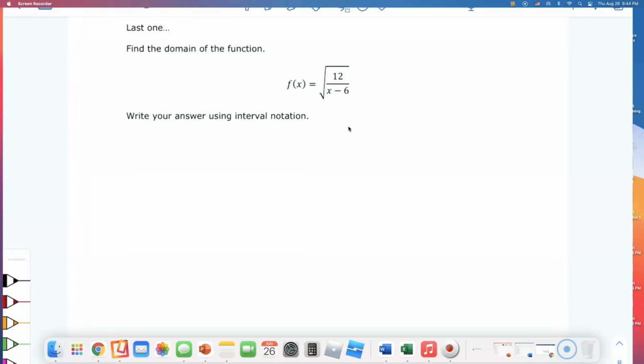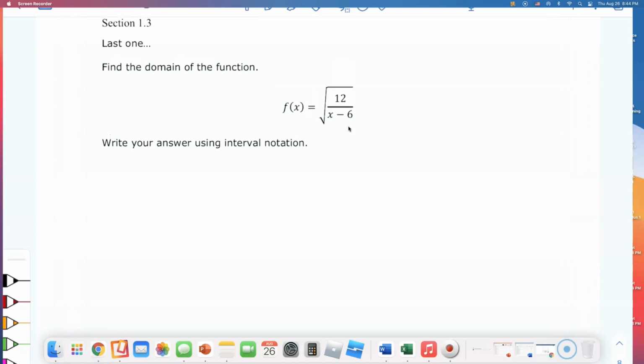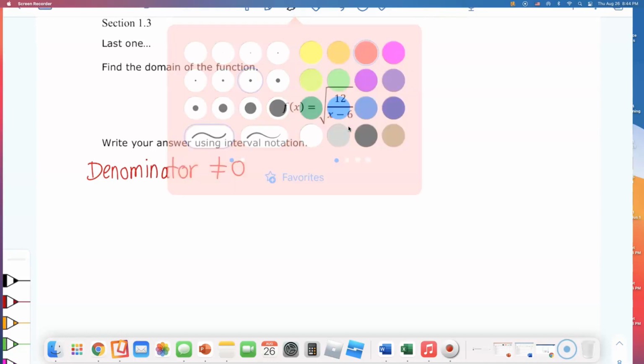So let's see. I have a fraction under a square root. So I'll go ahead and just write down my rules first. I know that the denominator cannot be equal to 0. Denominator cannot be equal to 0. So what's in the bottom of the fraction?